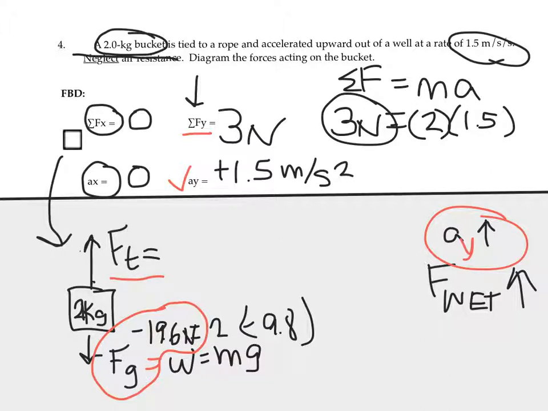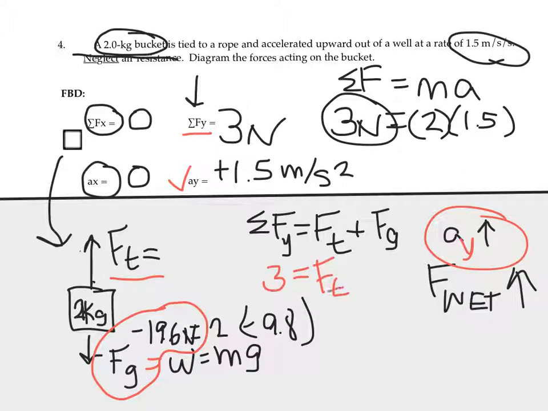Now that I have that, I can finally figure out my force of tension. And it's simple. My net force is really just the sum of all the forces added up in the y direction, so my force of tension plus my force of gravity. Remember, that's in the y direction. So we can plug in. I know my overall net force is 3. I have no idea what my force of tension is, so I'm going to leave that as a variable. But I know my force of gravity is negative 19.6. To solve for that, I'm going to add 19.6 to both sides, and I get 3 plus 19.6 will equal my force of tension.